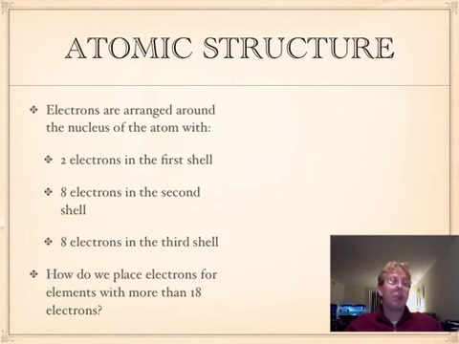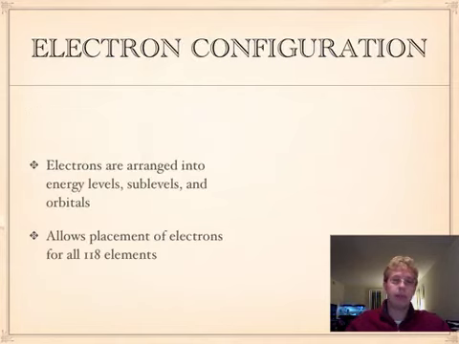Up until now, you've been taught how to do an atomic structure, where you drew out the picture. You placed all the protons and neutrons inside the nucleus. Then the electrons were arranged into electron shells around the nucleus of the atom, with 2 electrons in the first shell, 8 electrons in the second shell, and then 8 electrons in the third shell. But how do we take care of the electrons for elements with more than 18 of them?